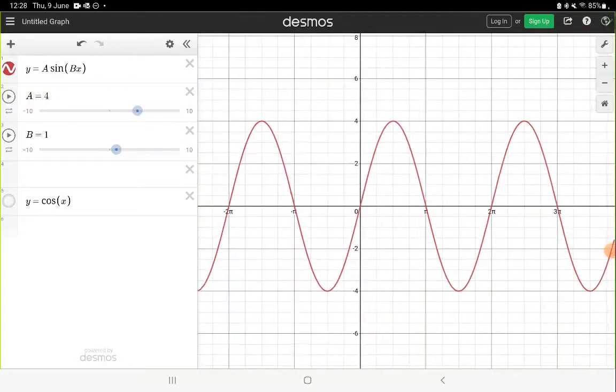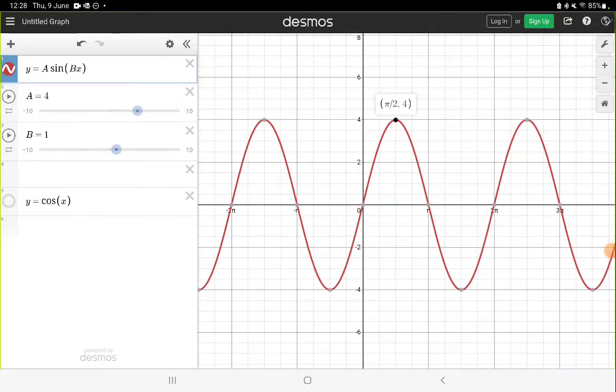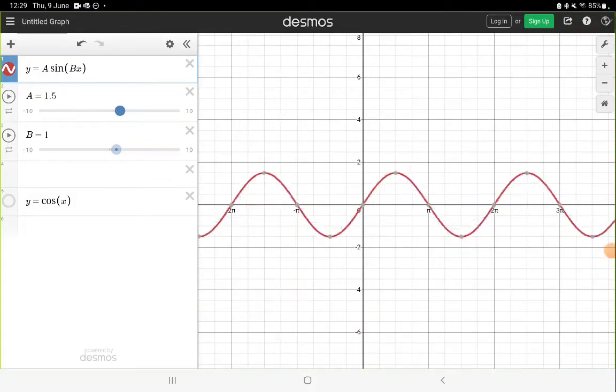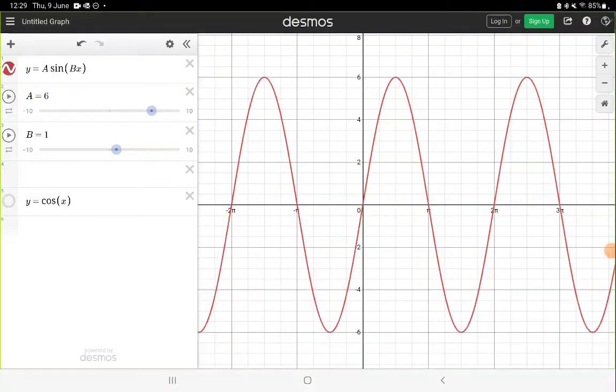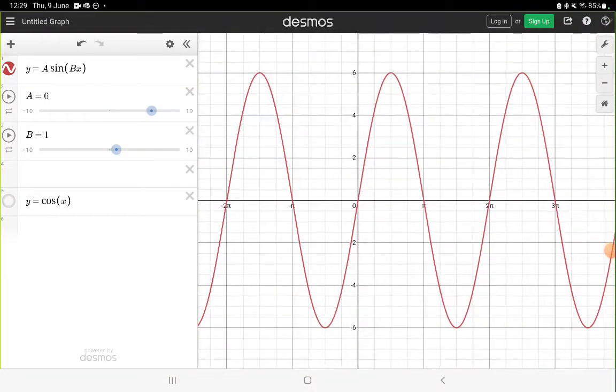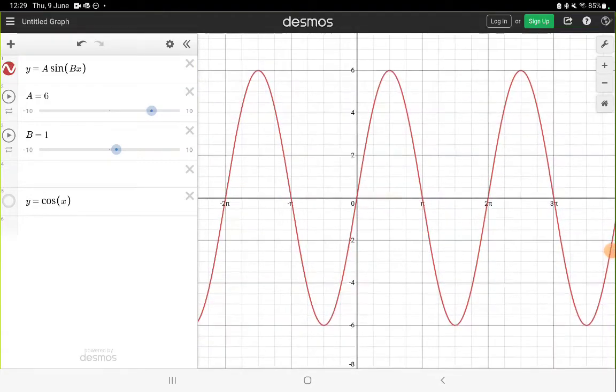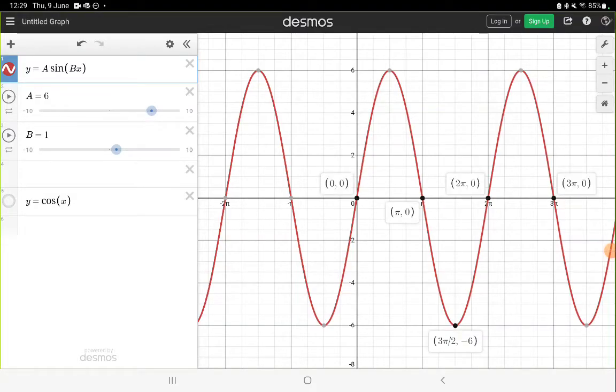And now the maximums, instead of being at 1, which is where they were previously, are now at 4. And the minimums, instead of being at -1, are now at -4, because we've basically stretched it out vertically. So we call a the amplitude, because it says how big the peaks and valleys are. If I have an even bigger one, let's say 6, the maximum values are going to be at 6 and the minimum values are going to be at -6. But the median values are going to stay the same because we haven't translated it up or down.